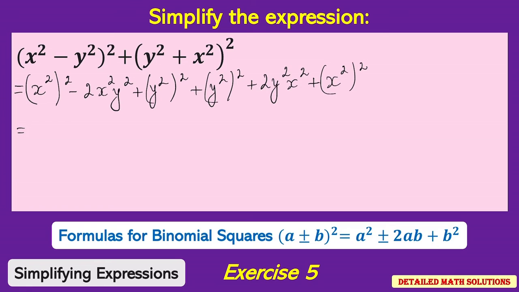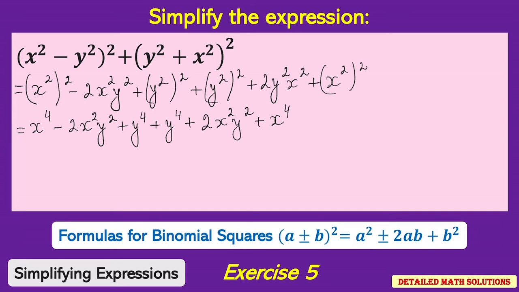And when I apply the rule of exponents for power of a power and simplify further, I get x to the fourth power minus 2x squared y squared plus y to the fourth power plus y to the fourth power plus 2x squared y squared plus x to the fourth power.